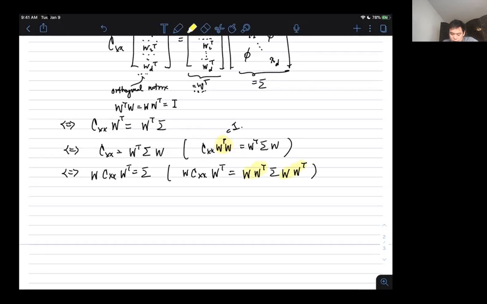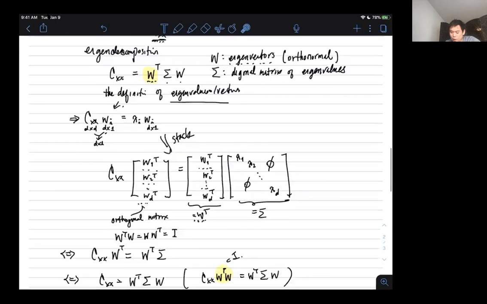And then what we see is that if we start from the covariance, or the scaled covariance, of the input random variable x, and then we multiply both sides by this eigenmatrix W and W transpose, then what we end up with is this sigma, that is a diagonal matrix with the eigenvalues.